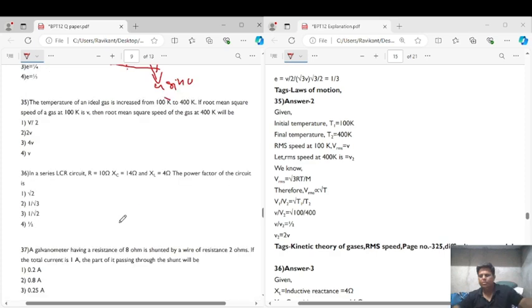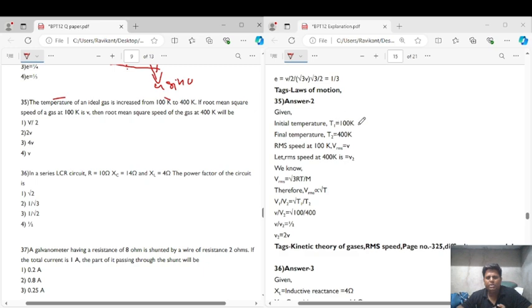Question number 35 says that the temperature of an ideal gas increases from 100 Kelvin to 400 Kelvin. Now, if the root mean square speed of the gas at 100 Kelvin is V, then the RMS speed of the gas will be.